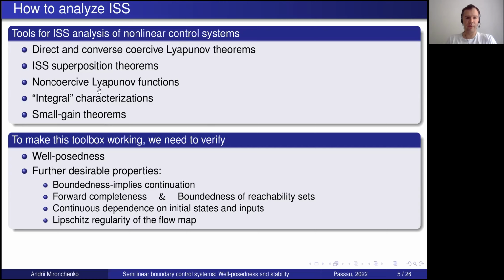For non-coercive Lyapunov methods, we need boundedness of reachability sets, so that this flow map phi maps bounded sets into bounded sets. For some other results, we need the regularity of the flow map. So, to put it briefly, if we want to use all this machinery to study stability and robustness, then we need to have in advance a whole bunch of properties of our flow map and of our control system.